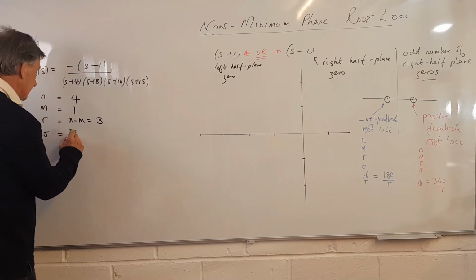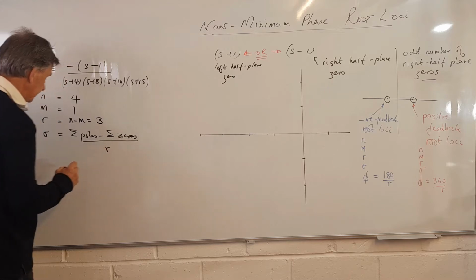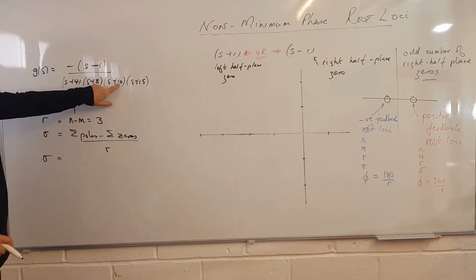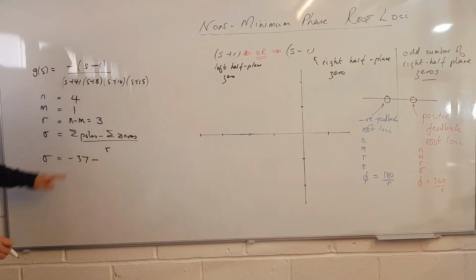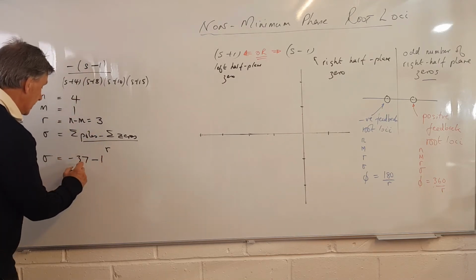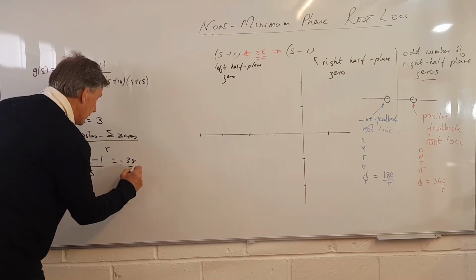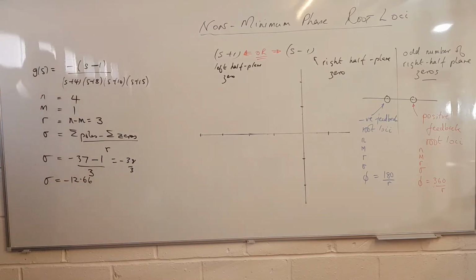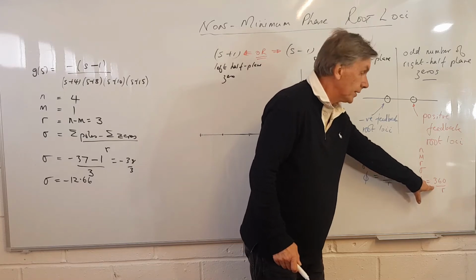Sigma, remember, is the sum of the poles minus the sum of the zeros divided by r. So sigma will be minus 4 and minus 8 will be minus 12, minus 22, minus 37. So it'll be minus 37 and then the zero is at plus 1, so it's minus 1, divided by 3. So sigma will be minus 38 over 3, which is minus 12.66. So this is the next thing to calculate. Now, the next thing we've got to watch out for is the shape of our infinite loci. And the shape of our infinite loci this time are given by this equation here, which is 360 over r.